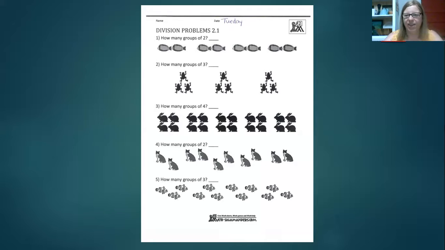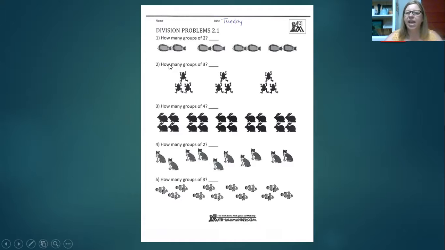This is the activity that you're going to start with today. It's called Division Problems 2.1. We're going to be counting animals. Number 1 says, how many groups of 2? You need to count how many groups there are of these paired fish. You can count them just by pointing at them. You could put a dot under each of the groups as you count along. You could circle them, you can number them, whatever strategy works best for you. And then you put the number of groups on the line.